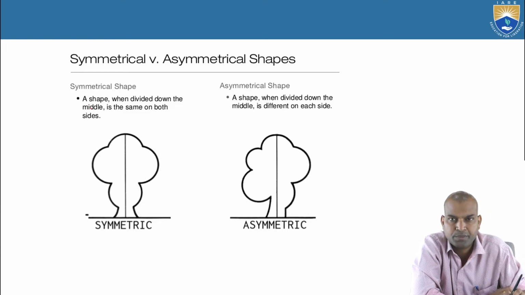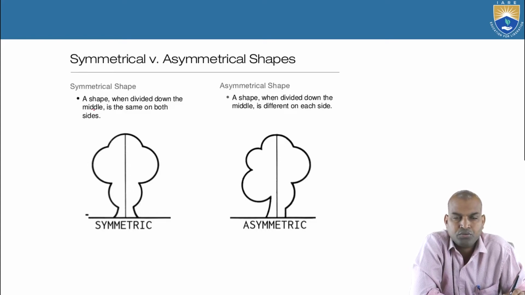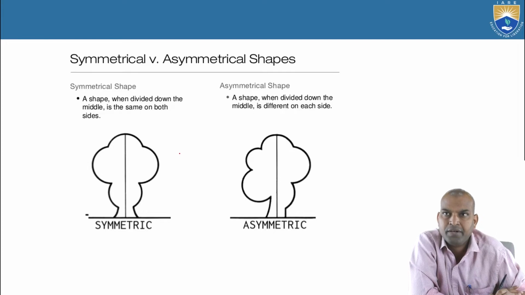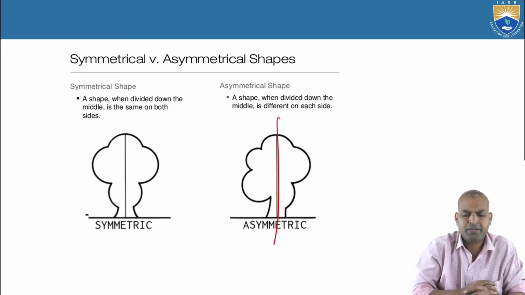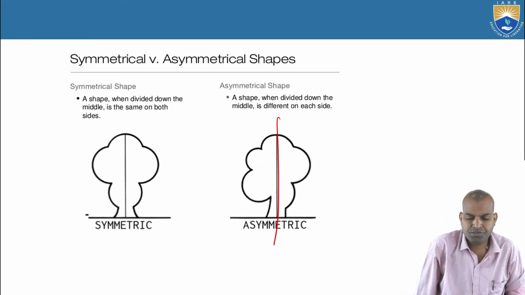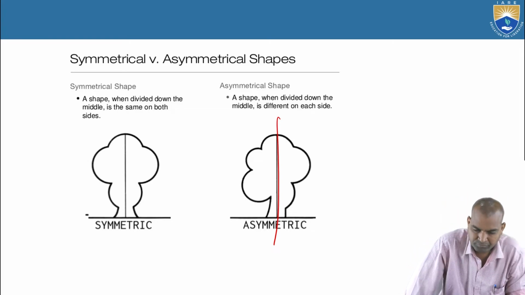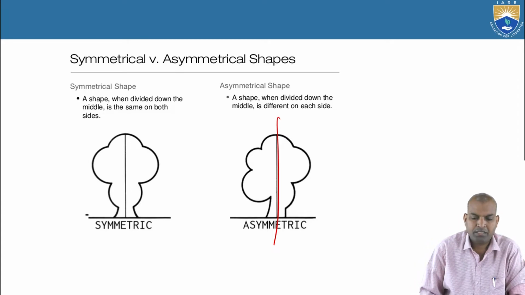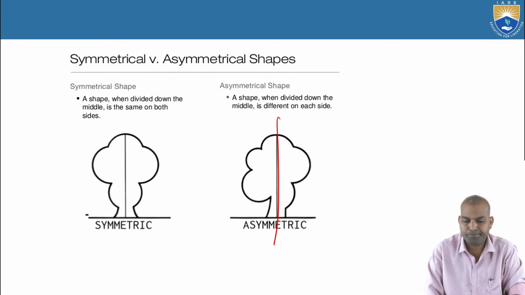A symmetrical shape, by definition, is a shape that, when divided down the middle, is the same on both sides. An asymmetrical shape is a shape that, when divided down the middle, is different on each side. When divided down the middle, if it is not similar, then it is known as an asymmetrical shape.